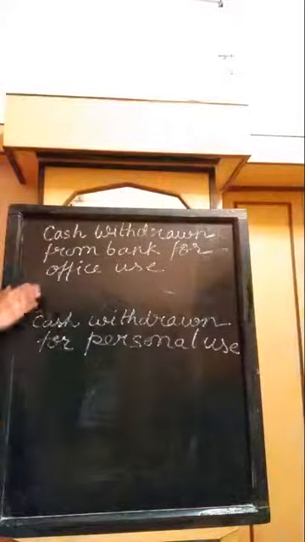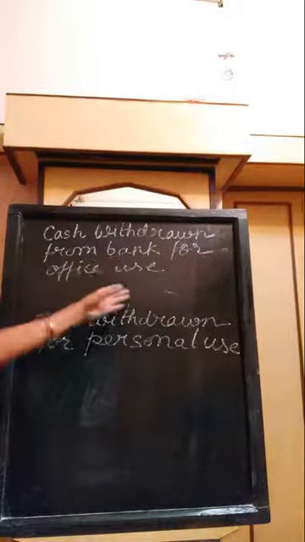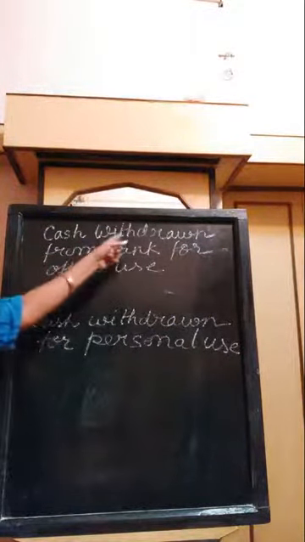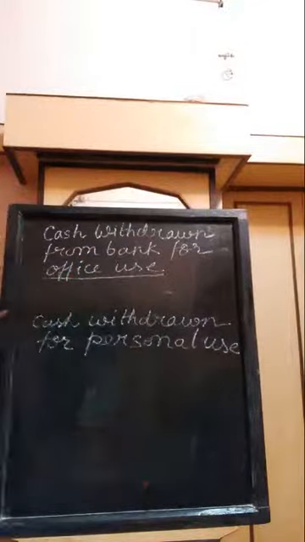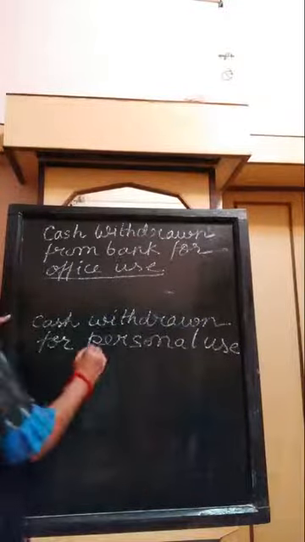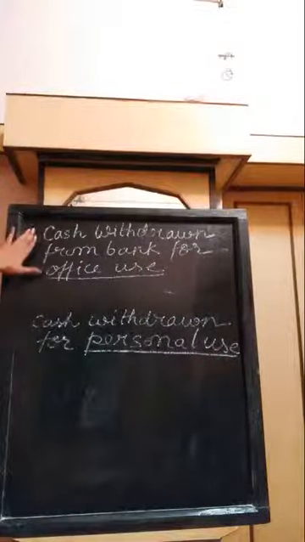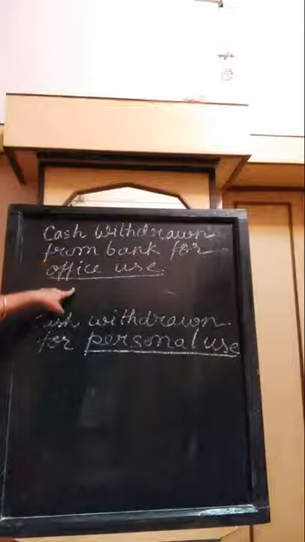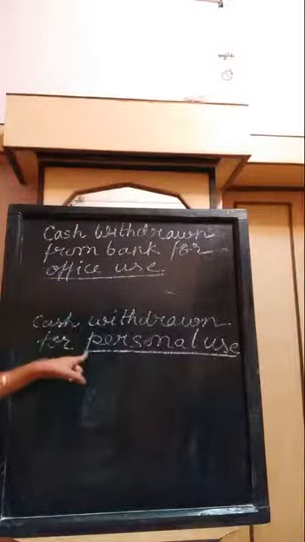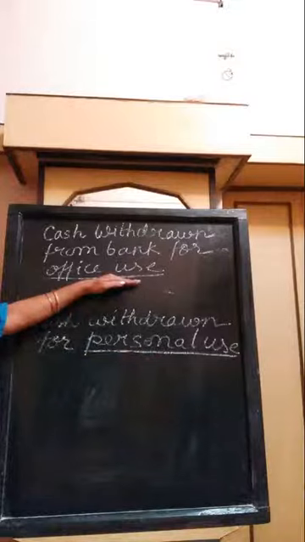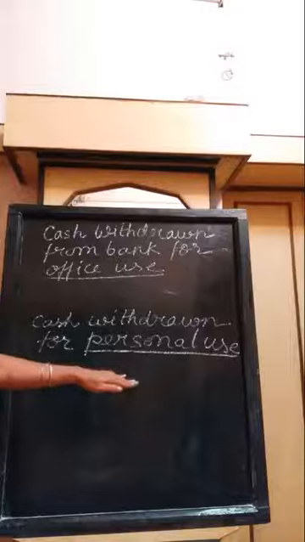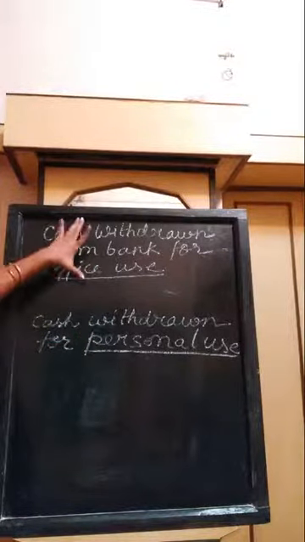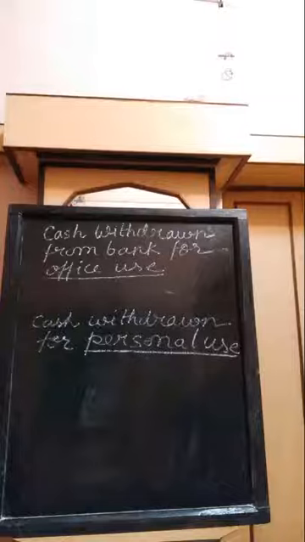The first one is cash withdrawn from bank for office use, and the second one is cash withdrawn for personal use. See the difference of the two transactions. Here the transaction is office use and here it is personal use. So please clearly see the difference. First we will talk about the first transaction.